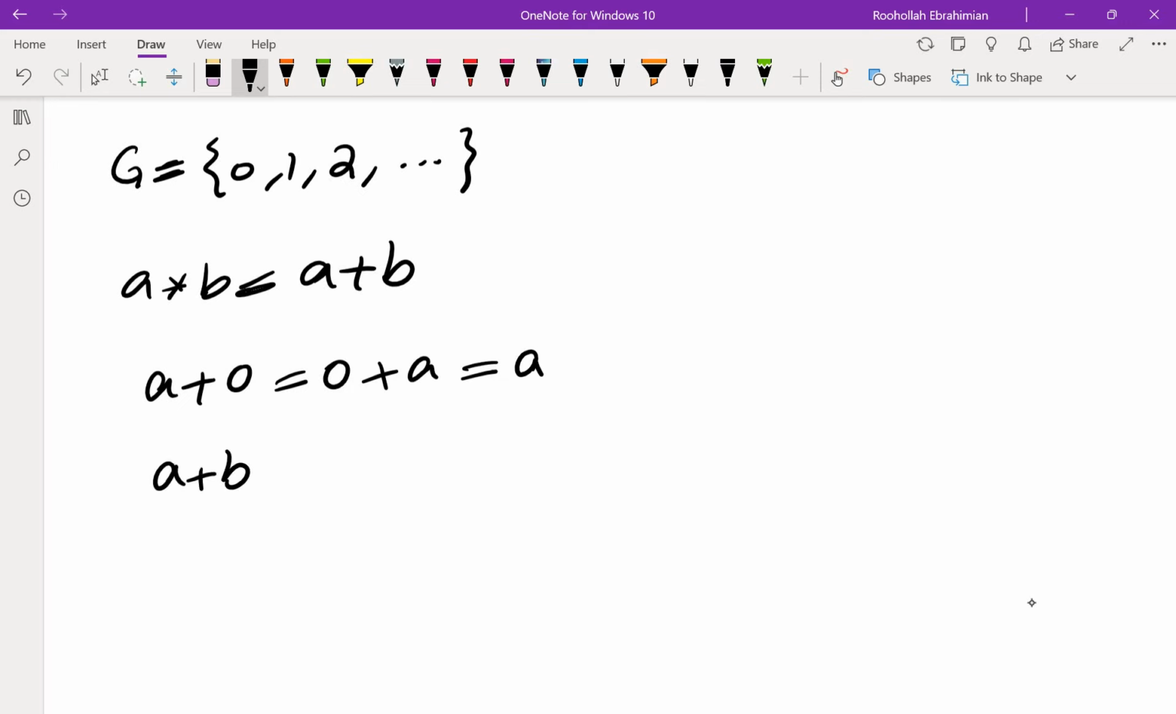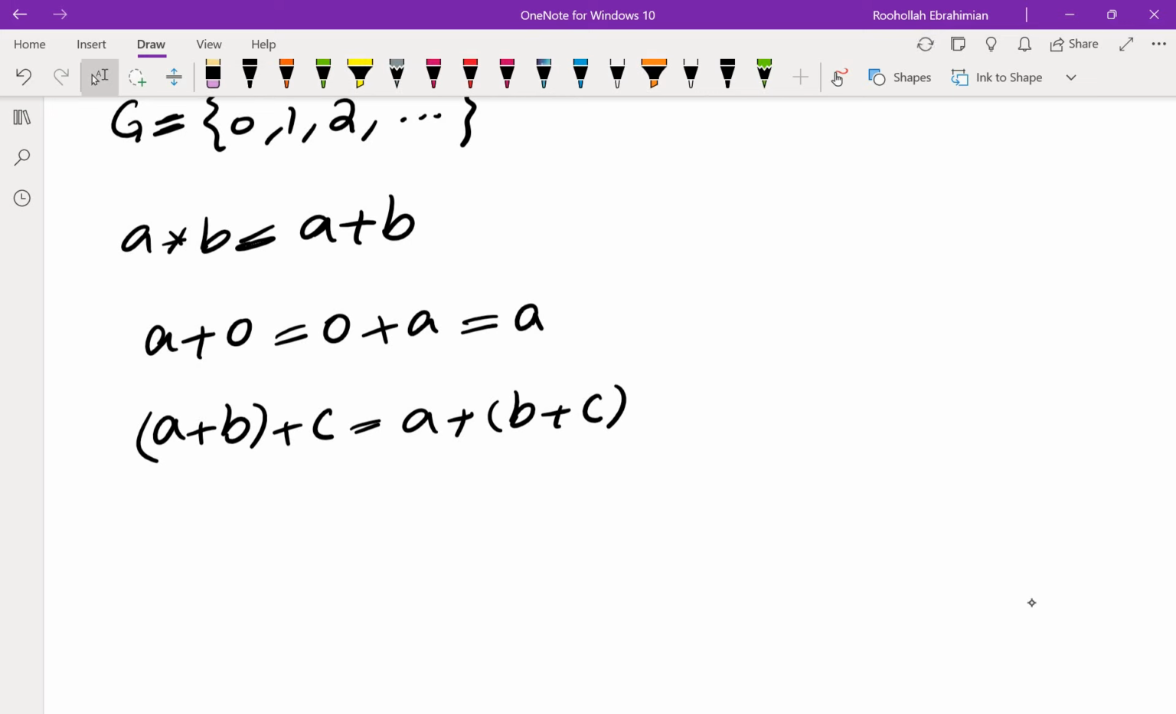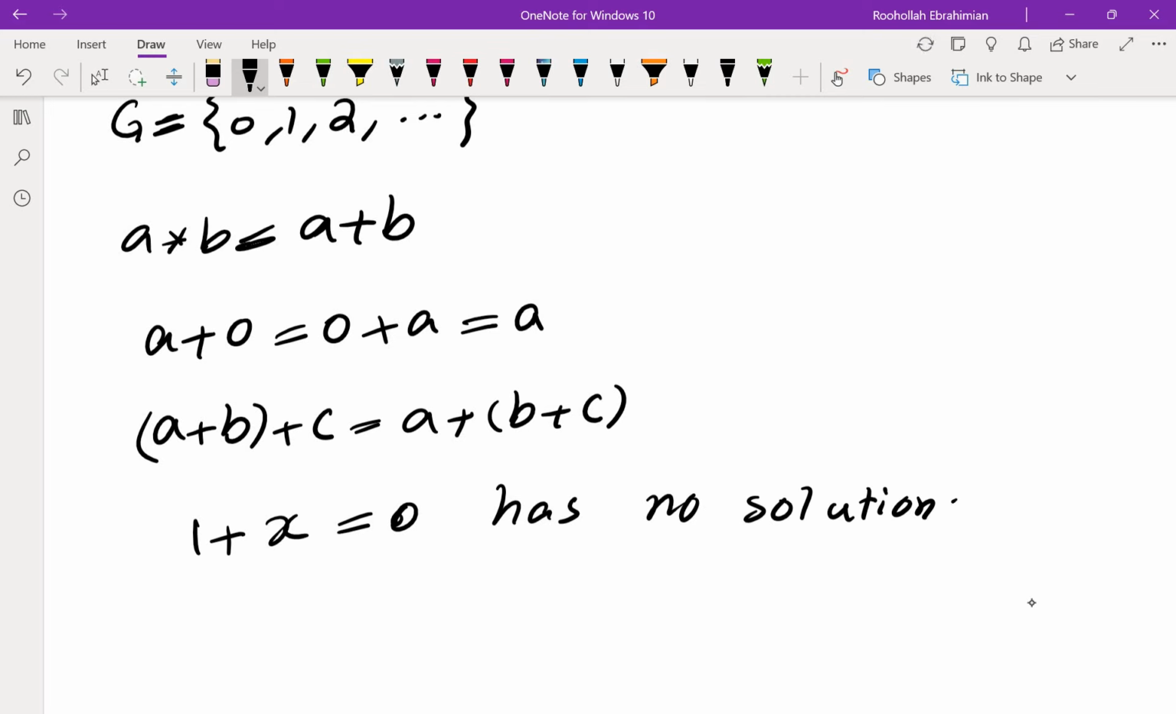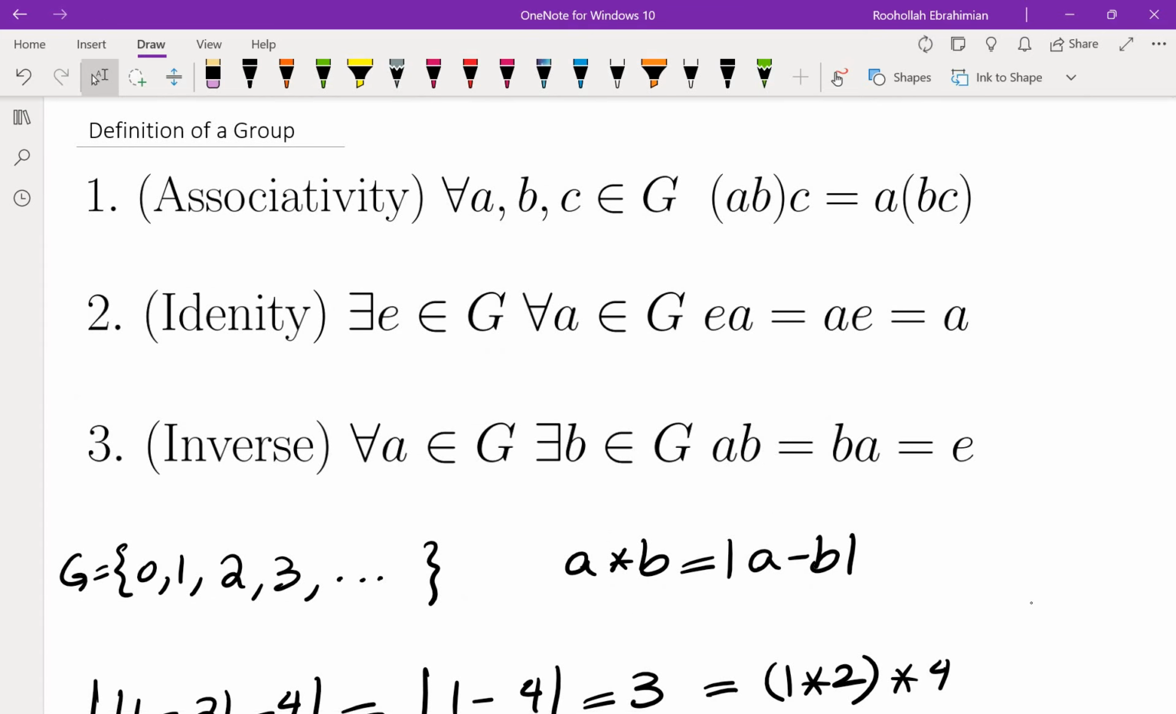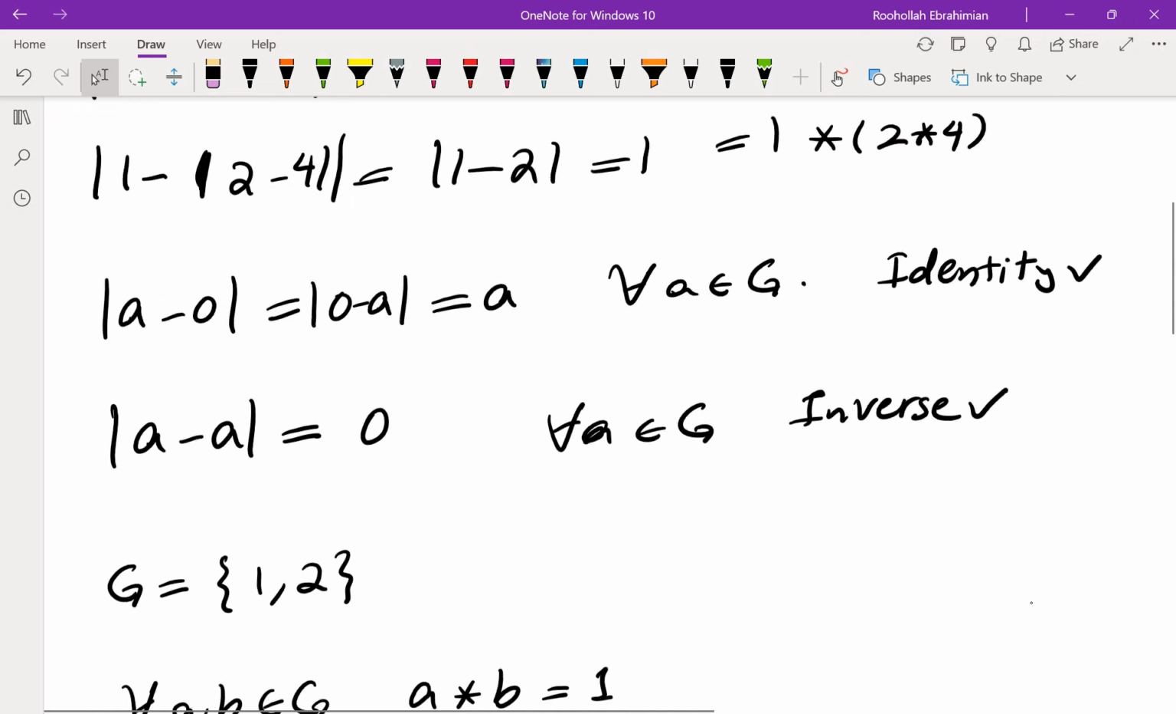And it also satisfies associativity. But of course, nothing has an inverse except for 0, so 1 plus x equals 0 has no solutions. In that sense, this definition is perfectly fine. So these three conditions, associativity, identity, and inverse, are completely independent of each other. But if you dig deeper, you see that there's a little bit of a flaw in that definition.